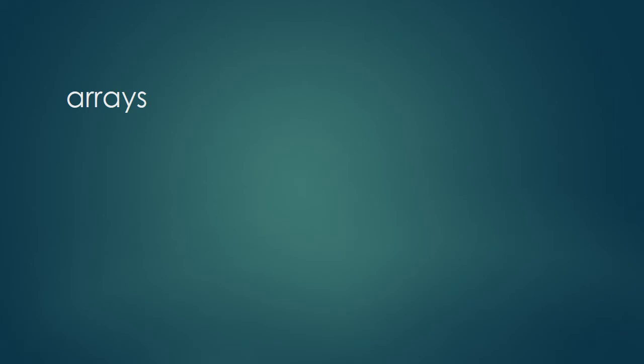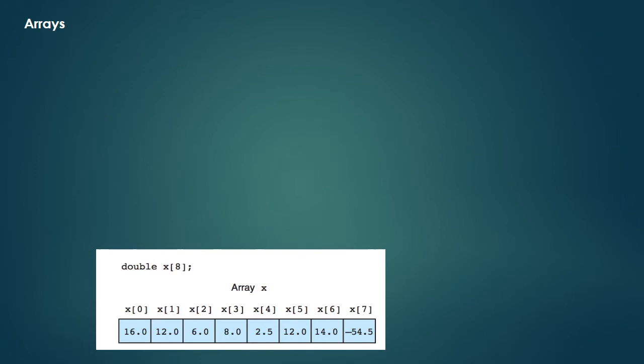Okay, welcome. In this video, we're going to talk more about arrays. So let's refresh things we know about arrays. Arrays are declared with a data type and a name. As you can see here, the data type is double and the name of the array is X. So this is declared to have 8 elements in it.